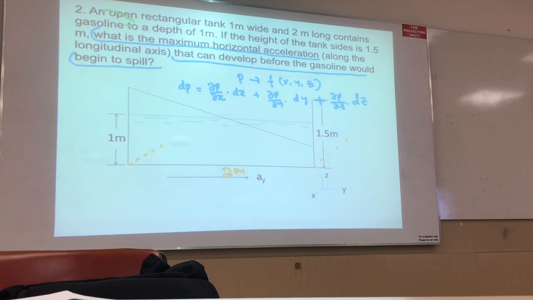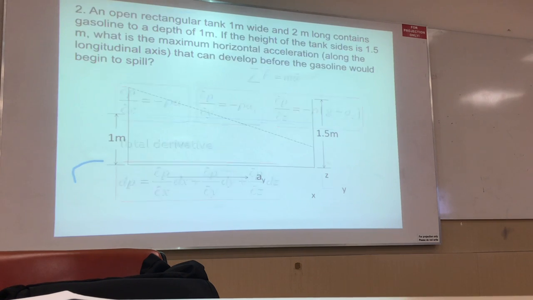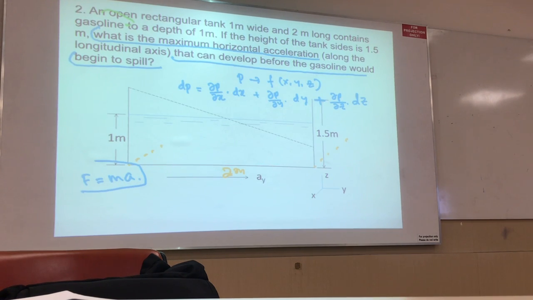So from Newton's law of motion, you know F equals ma, right? From that concept, I can write delta P by delta X minus rho times acceleration in the X direction.